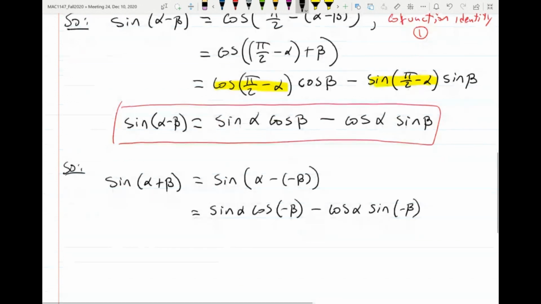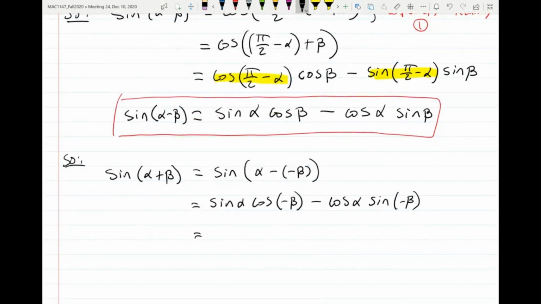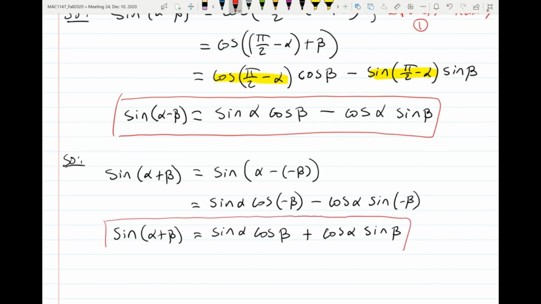But now remember, cosine is even and sine is odd. So in the first one, the cosine of negative beta, that's just cosine of beta. And then the sine of negative beta, the minus survives, we take it out, turning that negative into a plus, and we get cosine of alpha, sine of beta. So we have our other identity that says that sine of alpha plus beta is sine of alpha cosine of beta plus cosine of alpha sine of beta. Sine cos plus cosine sine.